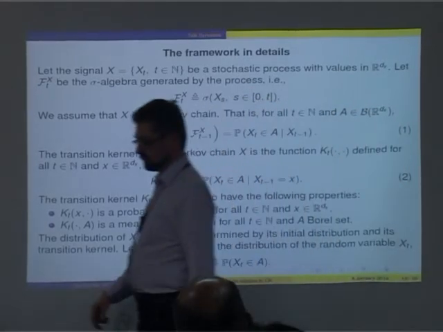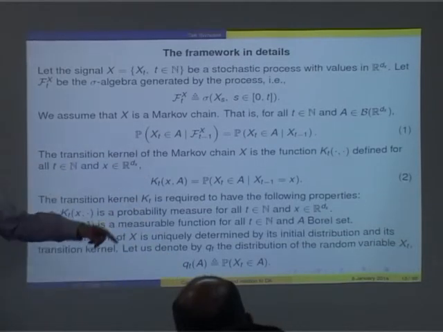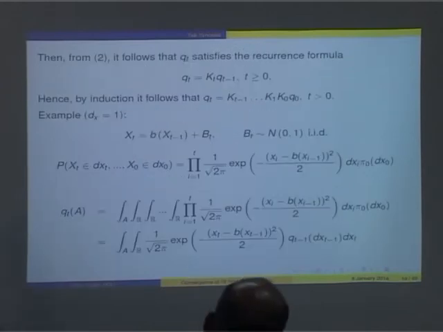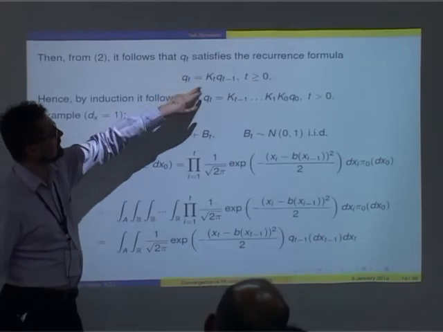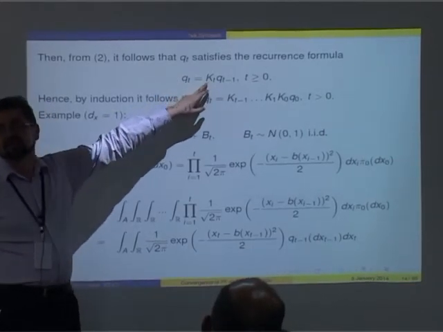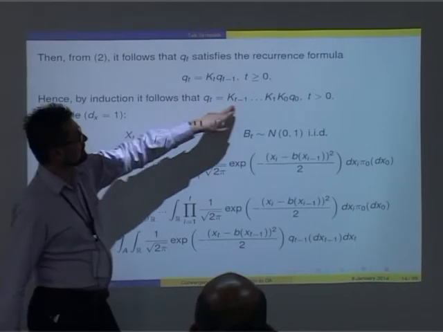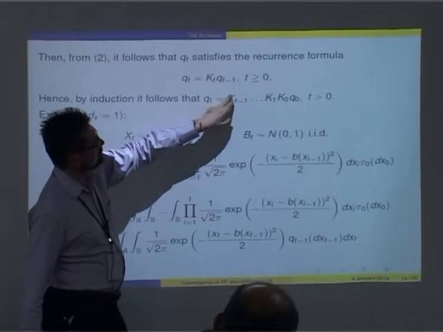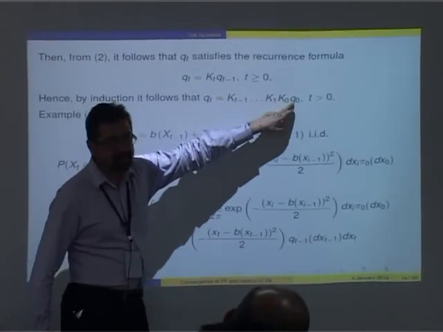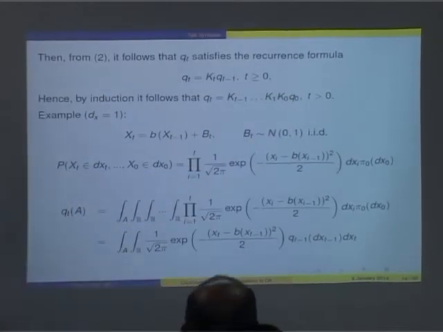So what is the connection between Q_t and the transition kernel? It's fairly easy to deduce that Q_t is Q_{t-1} composed with K_t. And you can do induction and show that Q_t is the composition of all these transition kernels applied to the initial condition Q_0. This is a very compact way to show the evolution of the prior.